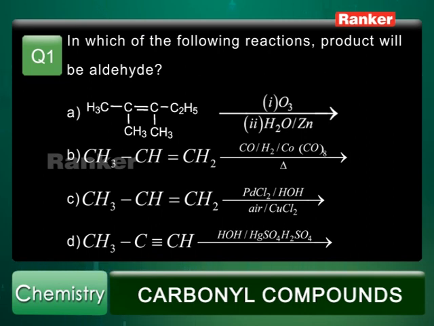B is propene reacting with carbon monoxide and hydrogen in the presence of cobalt tetracarbonyl. This process is called the oxo process and it gives an aldehyde. So the CHO group is added on the first carbon as well as the second carbon. The major product will be the isomer. It follows Markovnikov rule but still gives a CHO group on the second carbon.